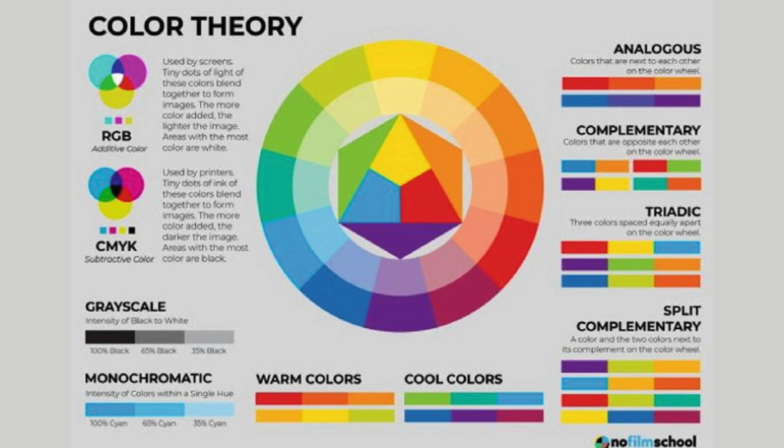I have a hard time saying the word analogous. That's our colors that are next to each other on the color wheel. Complementary are colors that are opposite each other on the color wheel. Triadic are the three colors spaced equally apart on the color wheel, and then our split complementary is our color and the two colors next to its complement on the color wheel. So all very fun, but very important.